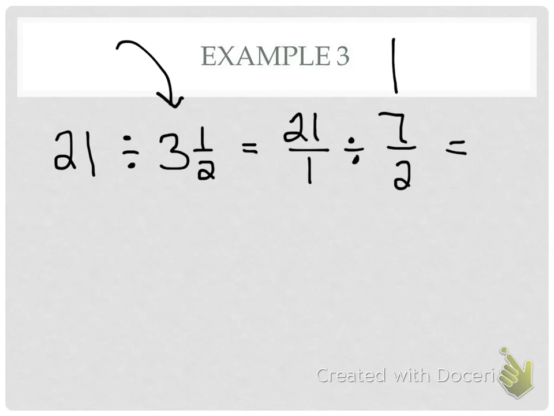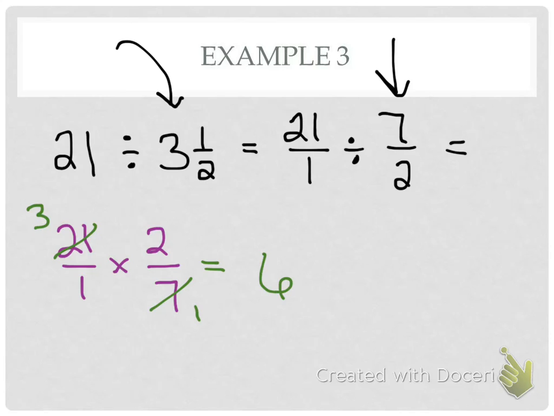Then we can do the reciprocal of our second fraction to get 21/1 times 2/7. Cross reduce the 7 and the 21 by 7, and you get 3 and 1, and your answer is 6. All right, so just like when we multiplied back in 5.3, you want to change the mixed number first to an improper fraction, then flip that second fraction and multiply just like you normally would.